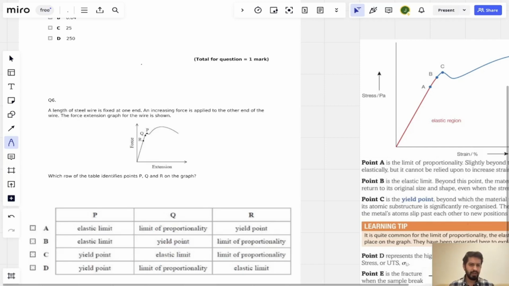A length of steel wire is fixed at one end and increasing force is applied to the other end of the wire. The force extension graph of the wire is shown. Which row of the table identifies point P, Q, and R on the graph?